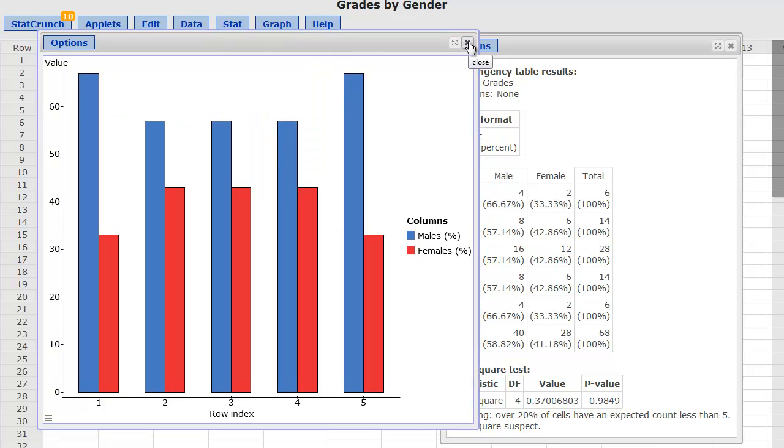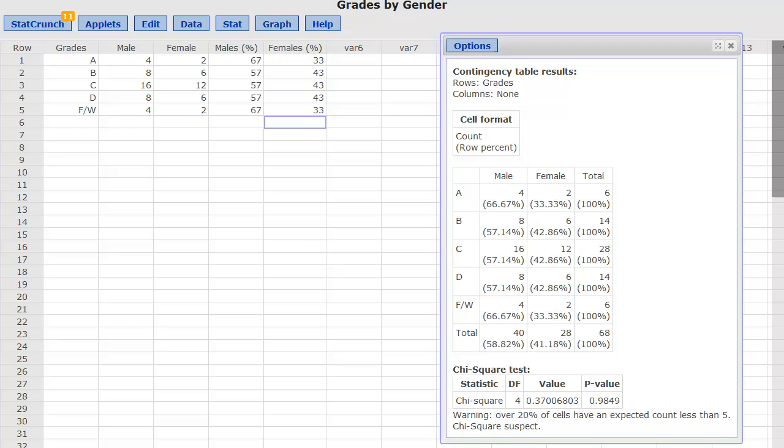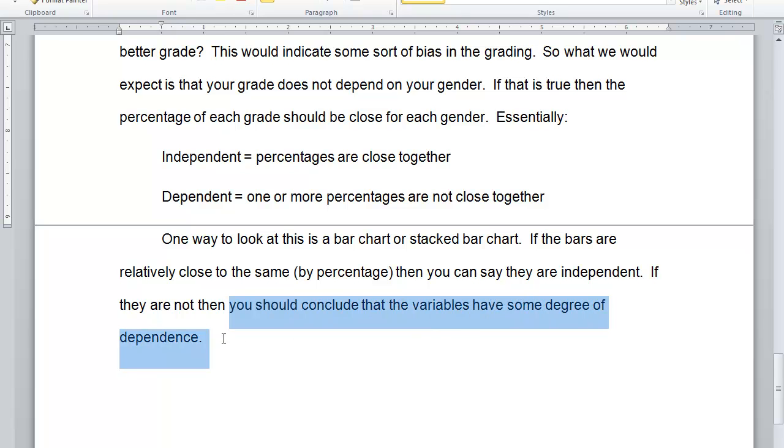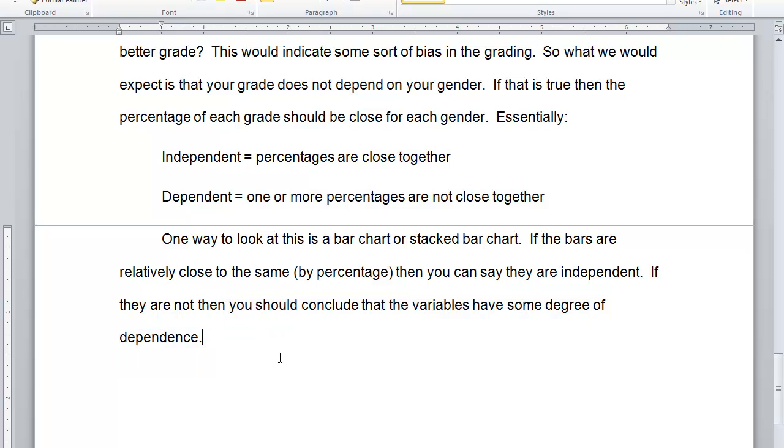This makes us sad because now the grade percentages are not close together. And so that means that there's some sort of dependence between gender and grade. And that's what I should conclude, that the variables have some degree of dependence. Now remember, this is made up data. And it's a fairly small sample, so you've got to be careful about that. But yes, there's some degree of dependence between the two variables.